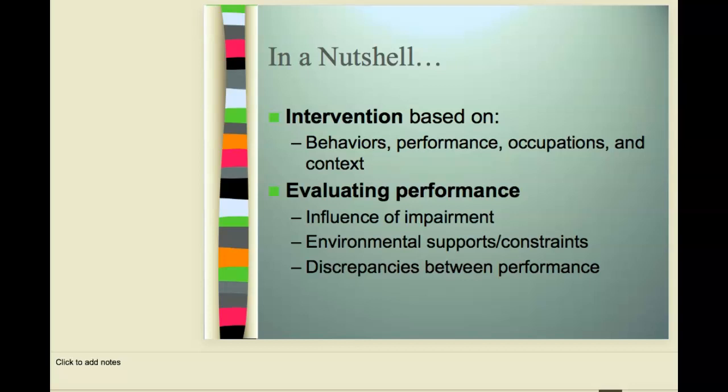So you always have to be thinking about what is in the environment and how it helps support the child in that environment. And then we look at any discrepancies between the performance and what constraints this environment might have on the child.